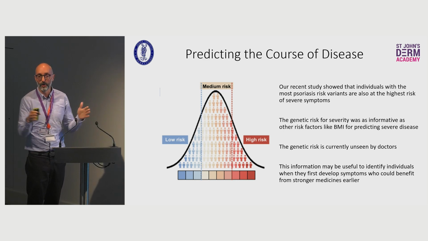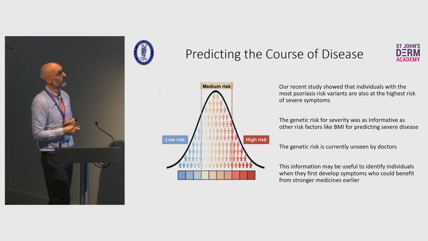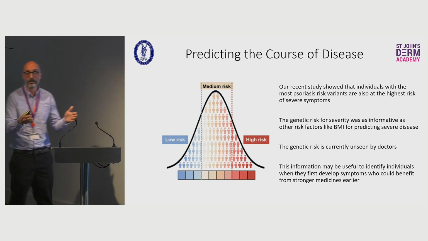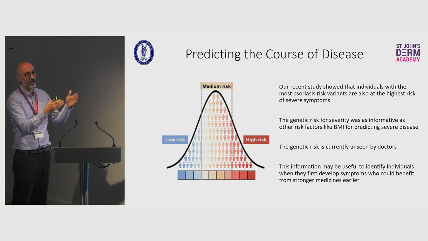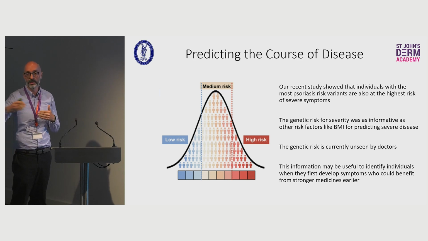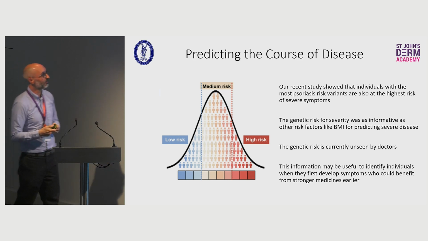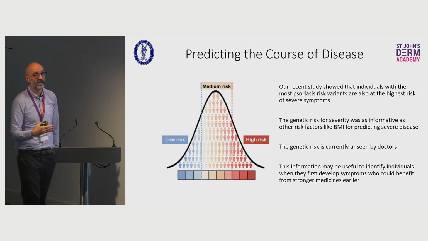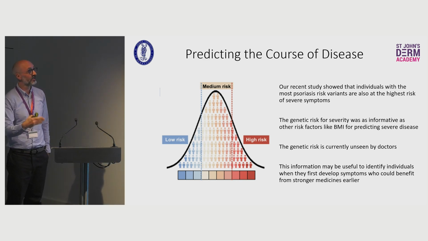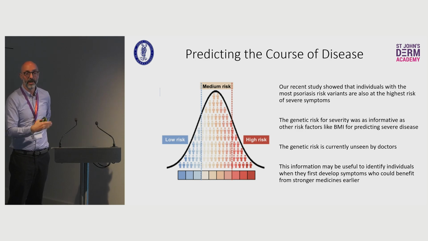They can't see that you're at high genetic risk, whereas they might be able to see that you have a high BMI and try and offer some advice to improve that, but they can't see the genetic risk, so they can't see that future path laid out for you. And so this information may be useful to identify individuals when they first develop symptoms of a disease who could benefit from having stronger medications earlier.